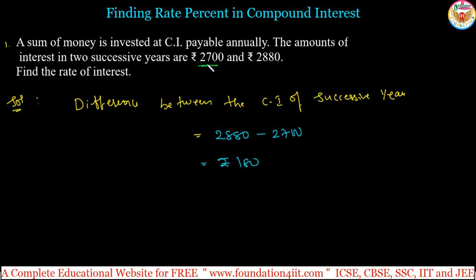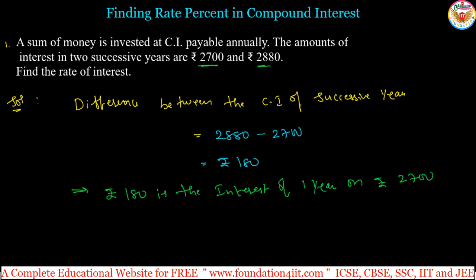On this, if you add the interest, next it will become the amount, right? On 2700, if you add the interest, that becomes the amount for the next year. So using this, rupees 180 is the interest of 1 year on which one? Rupees 2700. Based on this, we can check the formula once.